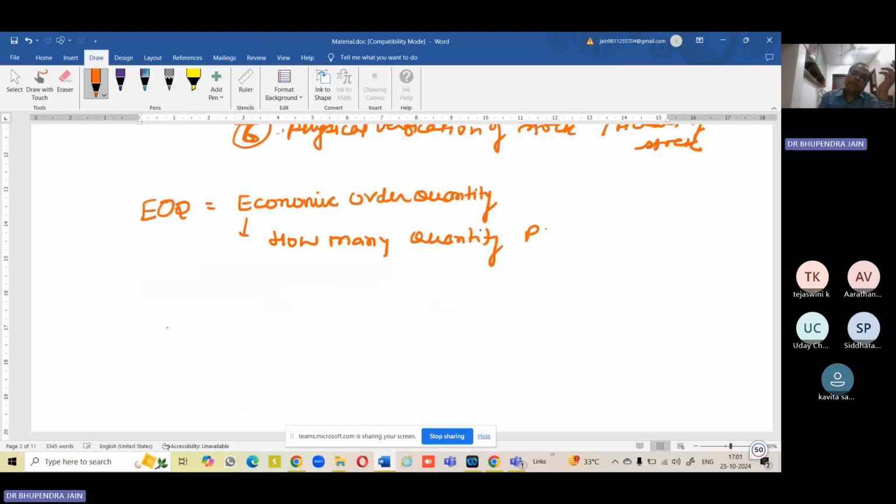How many quantity should we purchase in a single order so that it will be economical?